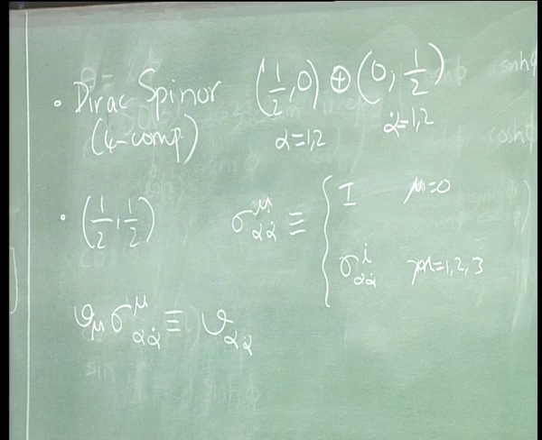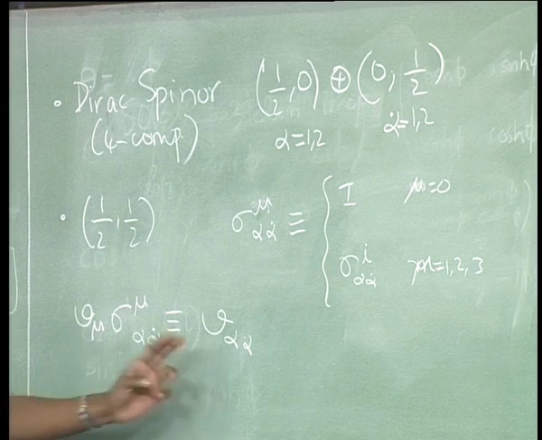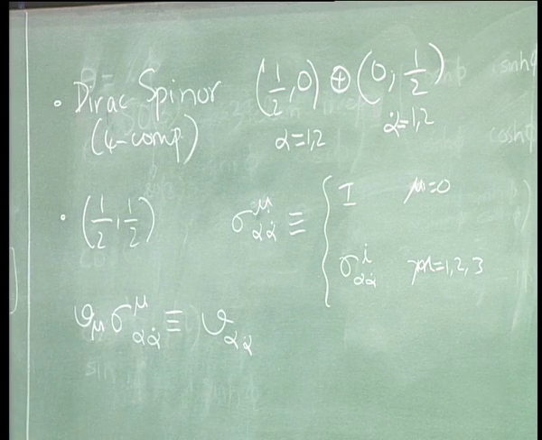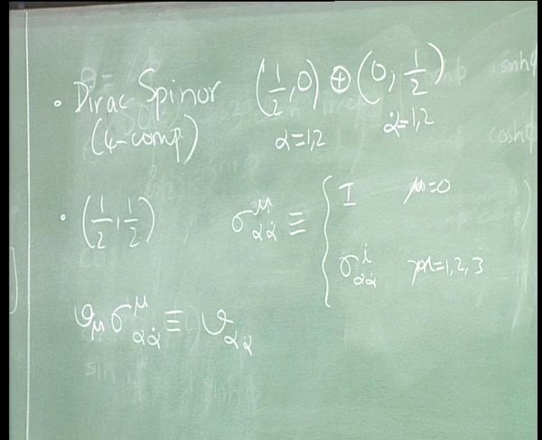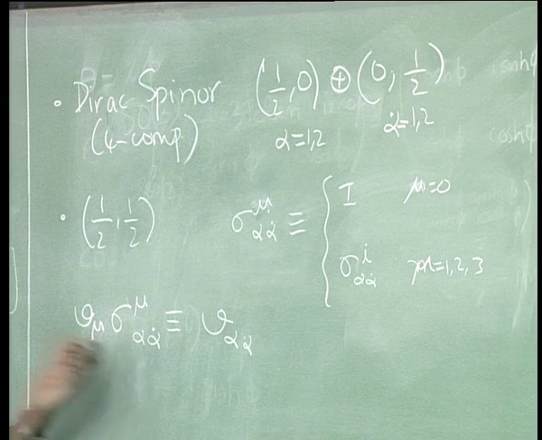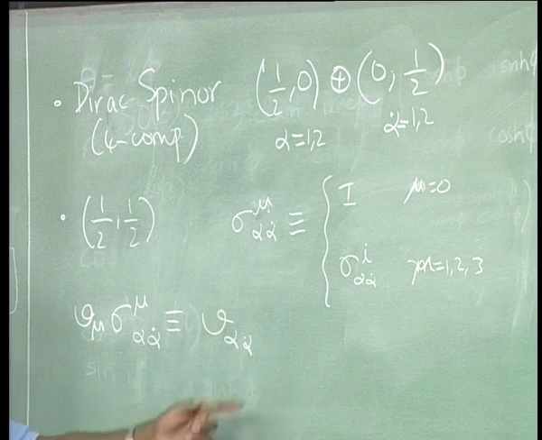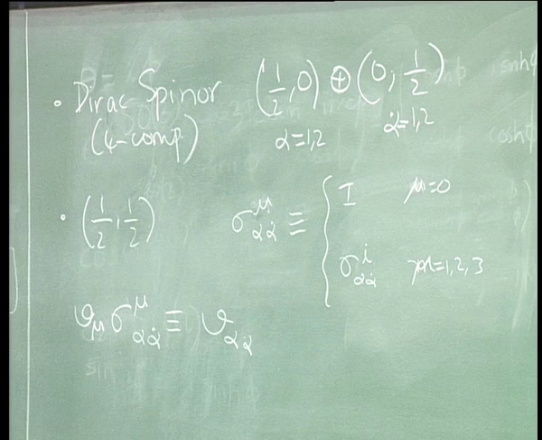This is what I mean by that. It lets you go from the normal SO4 vector index, which is 4 indices, to these alpha alpha dot index. But it is also interesting if you think of this as a matrix. Then it becomes a matrix valued, a 2 by 2 matrix, and you know that matrices do not commute.